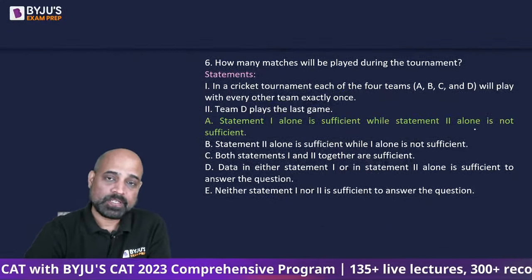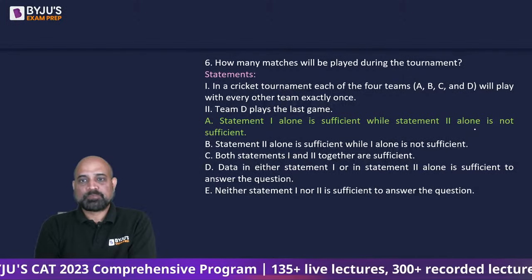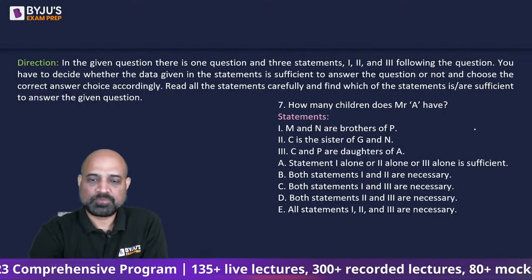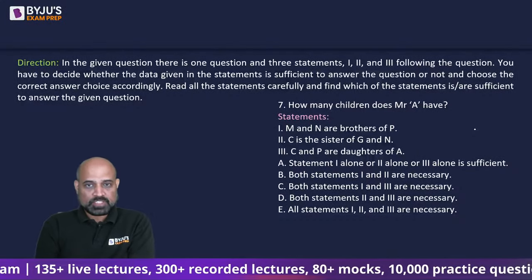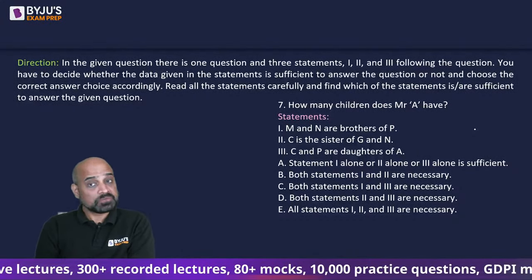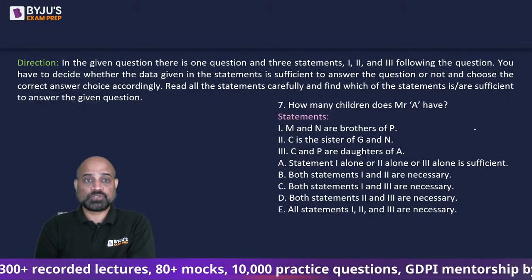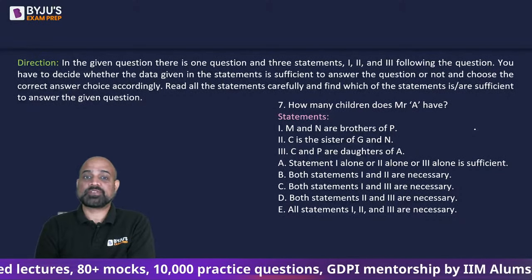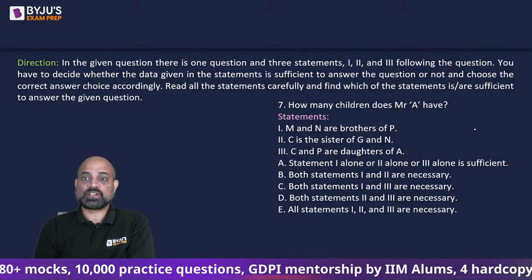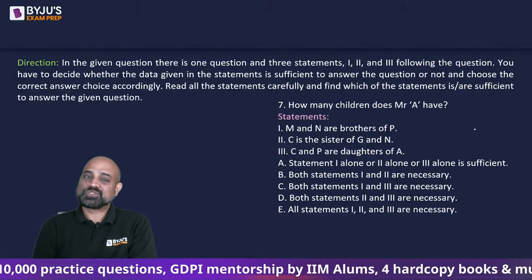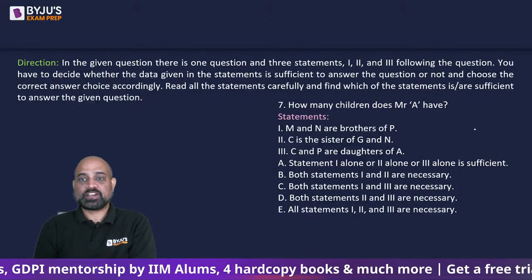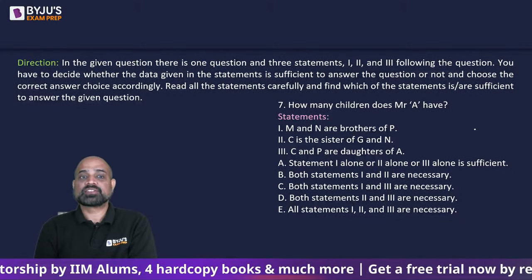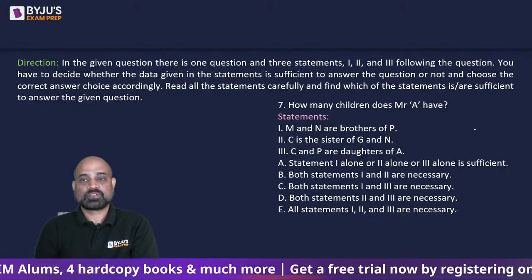Okay, the next one. How many matches will be played? Acha, sorry, it's the same question. Next one. In the given question, there is 1 question and 3 statements. 1, 2, and 3 following the question. You have to decide whether the data given in the statements is sufficient to answer the question or not, and choose the correct answer choice accordingly. Read all the statements carefully and find which of these statements is or are sufficient to answer the given question.